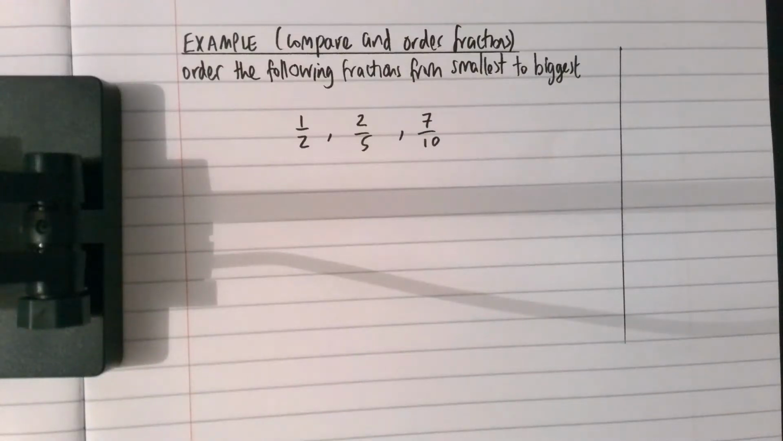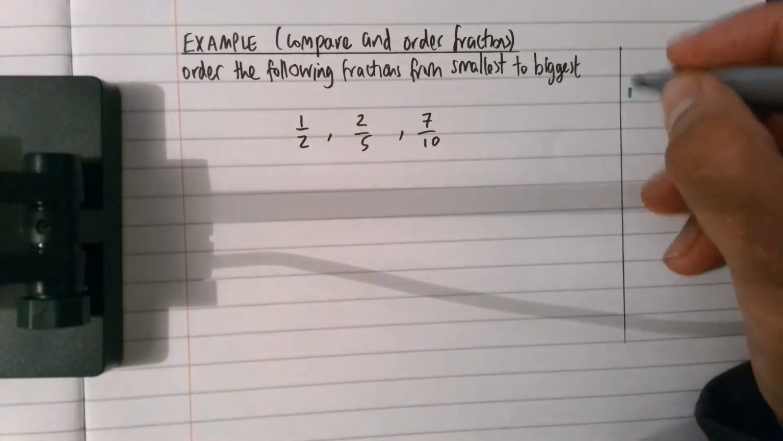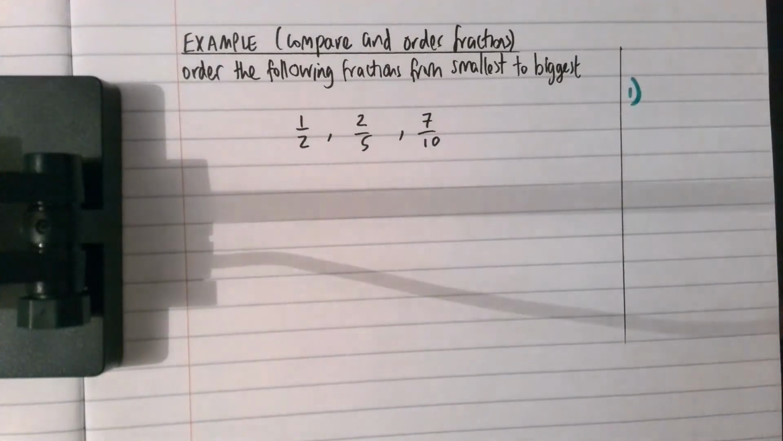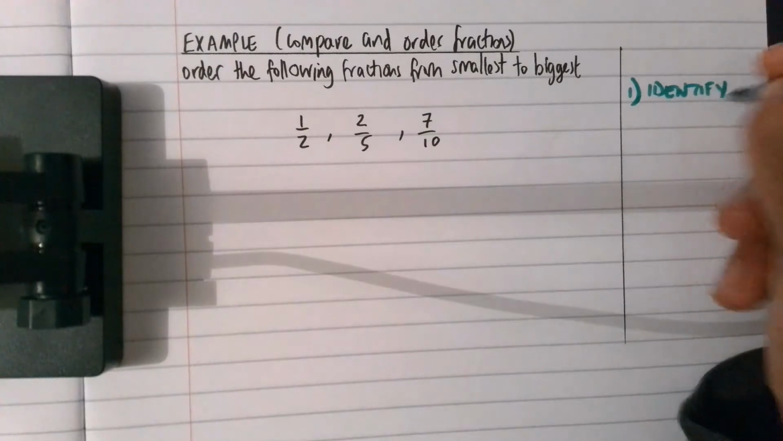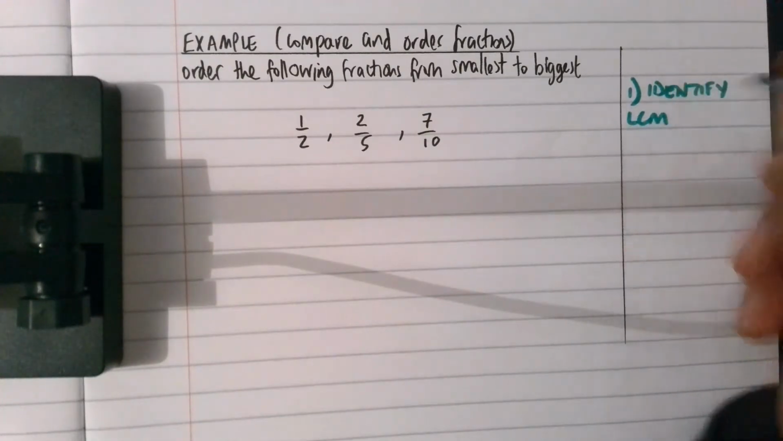For this ordering fractions question, we're going to have to start by making the denominators the same. If you look at all of the three fractions, they have different denominators, therefore we can't really compare them. We can only compare them when the denominators are the same. So we're going to start by identifying the lowest common multiple.